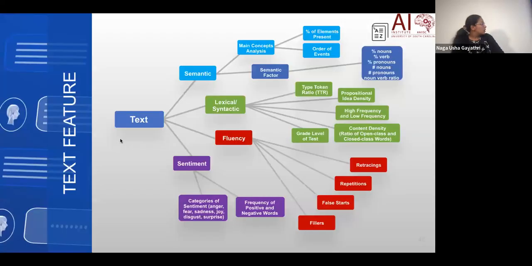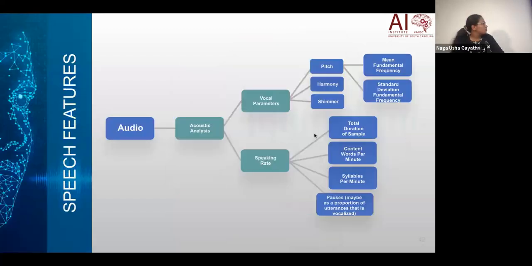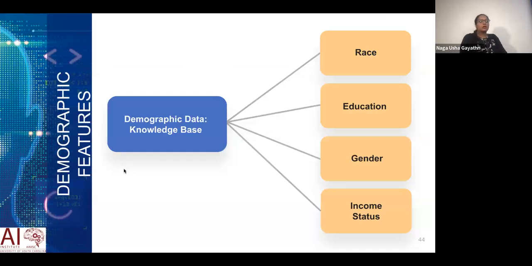So let us see what features we worked with for the discourse text. For each discourse text, we have semantic, lexical, PNC, and sentiment features. We also have speech features like audio and acoustic analysis, standard deviation, pitch, and harmony, from when the audio is being recorded. And we have demographic features like race, education, gender, and income status. So we worked with all textual, speech, and demographic features for each discourse analysis text.